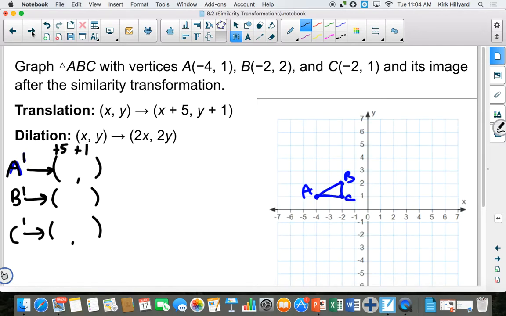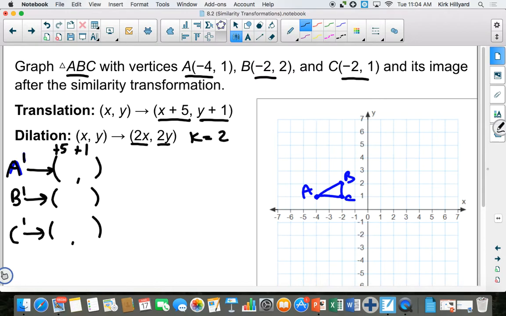Right here, we're starting with triangle ABC, and here are our original ordered pairs, which are mapped out on the graph. And what we're going to do is translate it to the right 5 and up 1, and then we're going to dilate it, so we're going to enlarge it by a scale factor of 2. So our scale factor is 2. So we're going to do two things here.